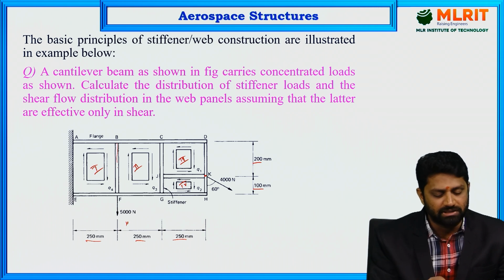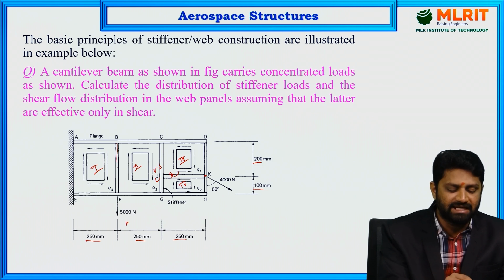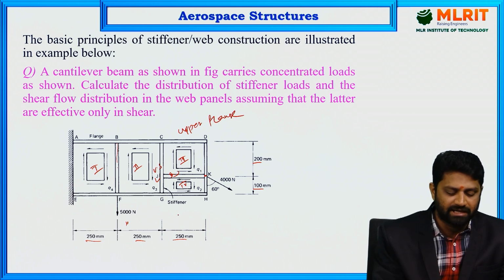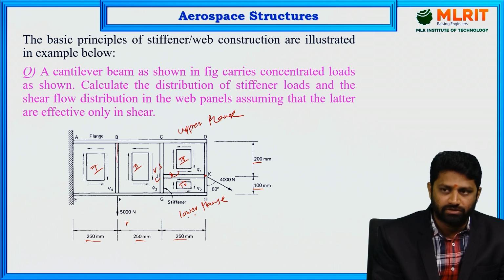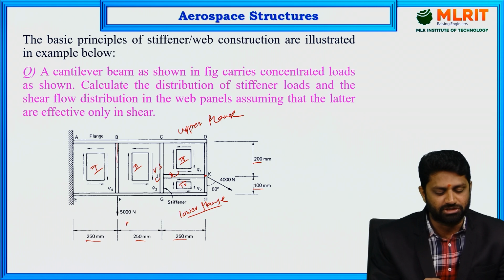So all these are the vertical stiffeners, and these are the horizontal stiffeners, whereas ABCD is nothing but the upper flange. ABCD is the upper flange, whereas EFGS is the lower flange. So first we need to consider stiffener loads followed by the shear flow distribution.